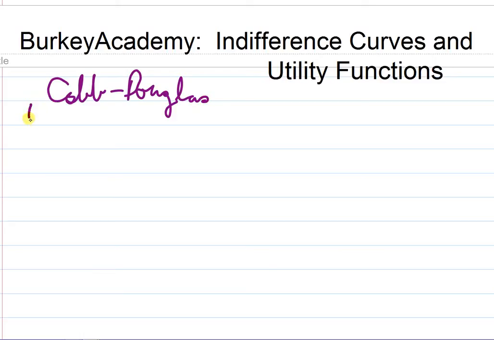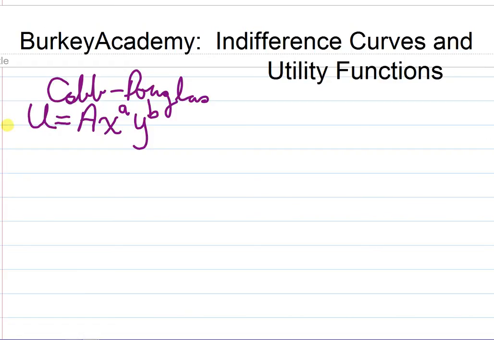One way is for people to write it this way. This is the way I prefer. Utility equals, there might be a multiplier here, some number A. That's not necessary, and it's actually kind of irrelevant for utility purposes. But some number A times x raised to the, say, little a, times y raised to the little b. So this is a general looking Cobb-Douglas utility function.